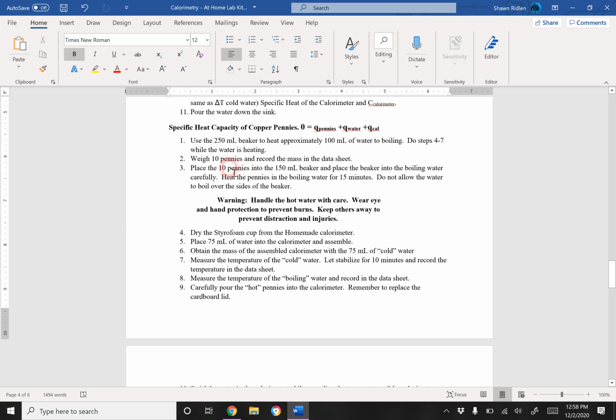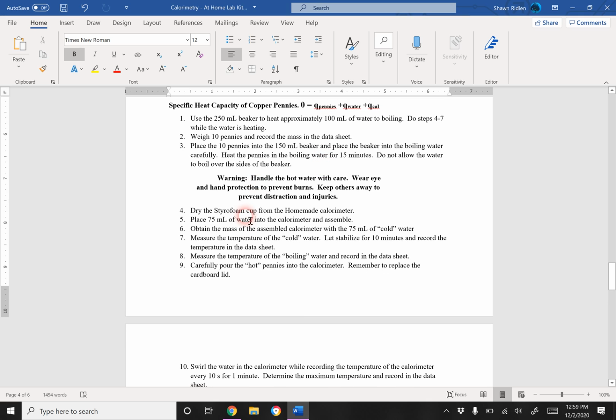Okay, so the first thing you'll do is you will use a 250 ml beaker to heat approximately 100 ml of water to a boil. Okay, and then while the water is heating, you'll do steps 4 through 7, so we'll jump to that in a second. But you want to weigh out 10 pennies and record the mass on the data sheet, and place the 10 pennies into the heating water.